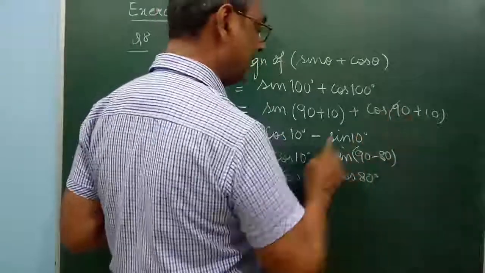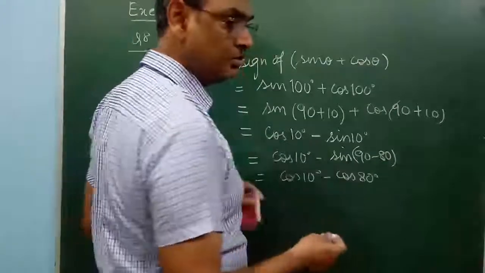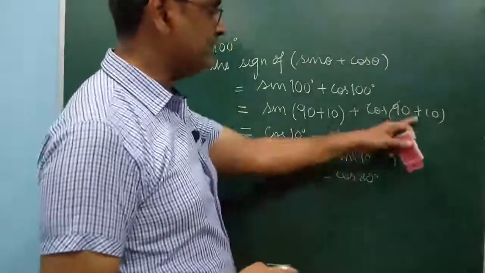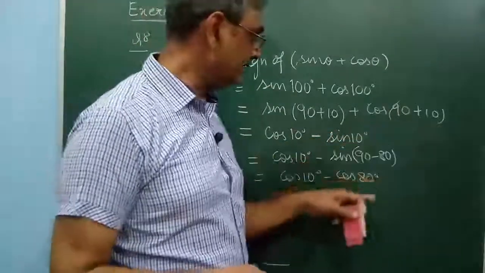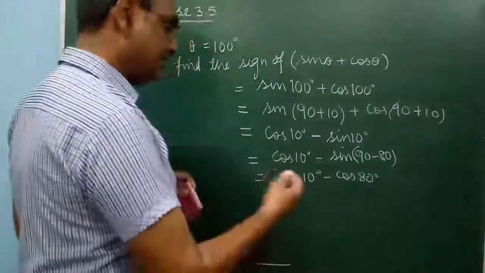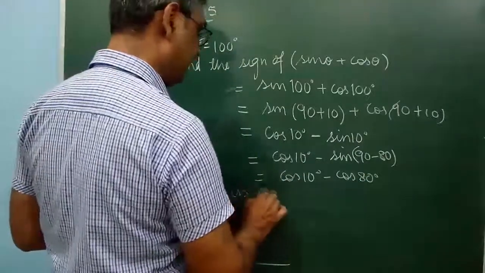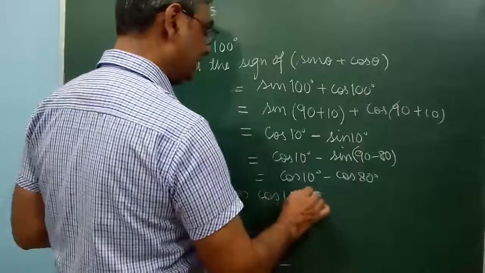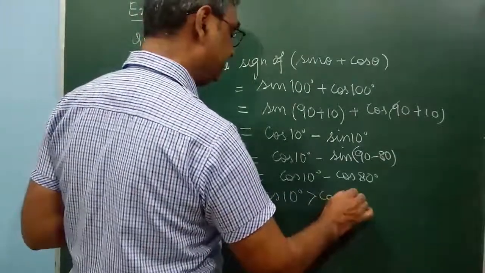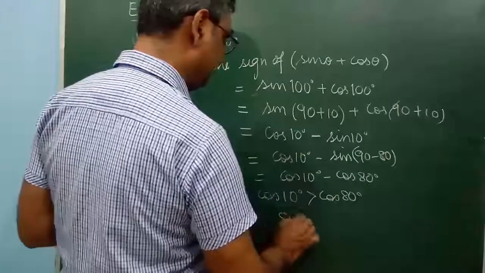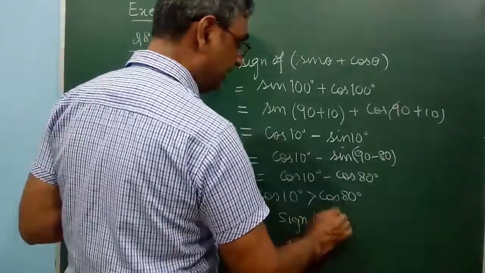So either you can write it like that, or this one, both you can take. Either you are taking 90 degree plus 10, or you are taking 180 minus 80. This will come, and the same step will come as cos 10 degree is greater than cos 80 degree. Sin will be positive.